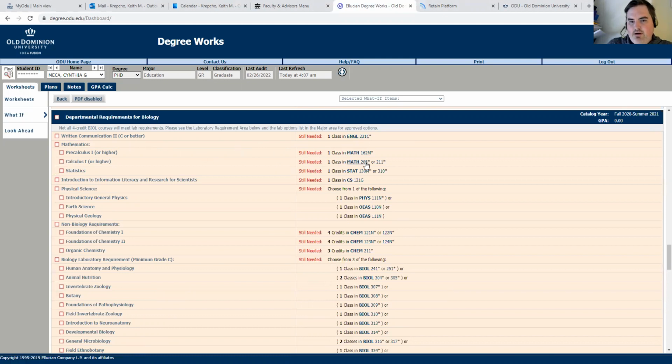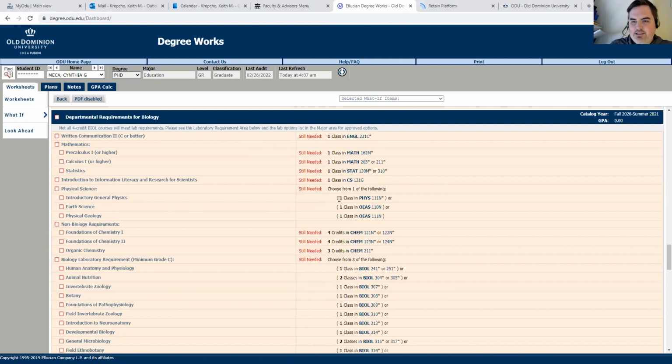The mathematics requirement, you would need to complete all the way to calculus with a C or better. ODU is going to require a C for all prerequisite coursework, as well as for calculus, which you would need for a majority of master's and graduate programs anyway. You would also need to complete statistics, specifically in the computer science 121G course.